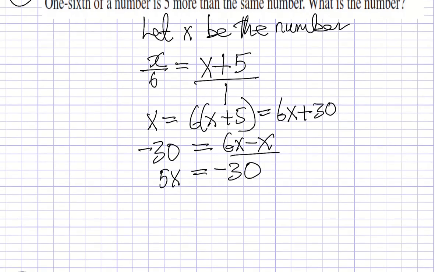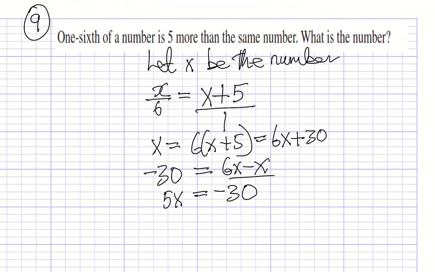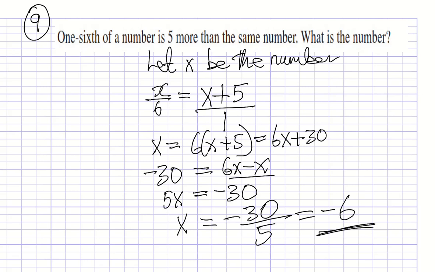If I'm making your head spin, just look at it carefully. I'm just moving things around anywhere I want. Okay? So then x is equals to negative 30 over 5 equals to negative 6. You see that, right? Negative 6. That's it. That's the number right there.